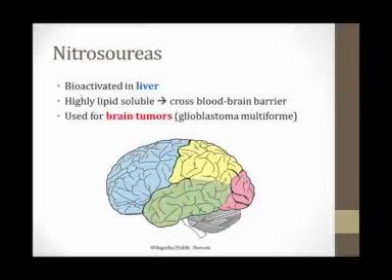These drugs are bioactivated in the liver like cyclophosphamide, and one thing you always want to remember about these drugs, to remember what they do, is that they are highly lipid soluble and they easily cross the blood-brain barrier. For this reason, they are often used in the treatment of brain tumors, especially glioblastoma multiforme, and as we will see, many of their side effects are related to the central nervous system.